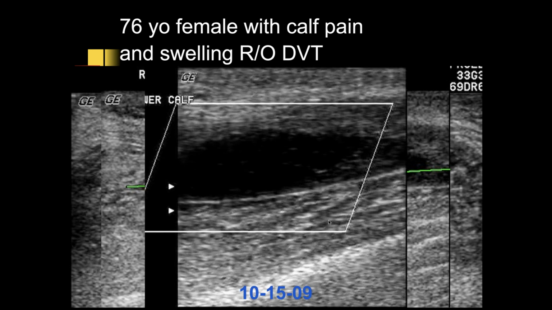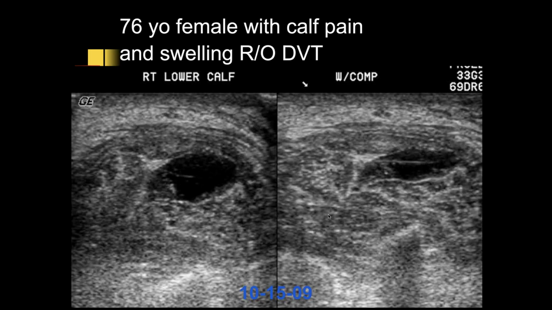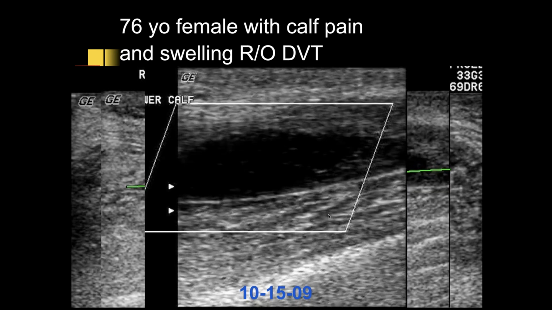Here they put a measurement on this hypoechoic region, and I'm not sure what we're looking at here. It looks like there are some internal echoes. Yeah, there's not much flow in it. Okay, so there's not much flow. This could be like a superficial thrombophlebitis. Hematoma was drained, pain and swelling after drainage. Yeah. So actually, this really isn't a vein.